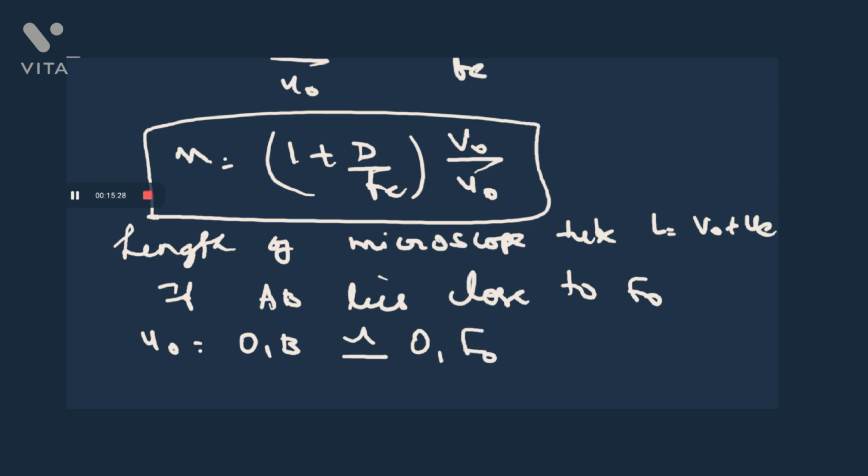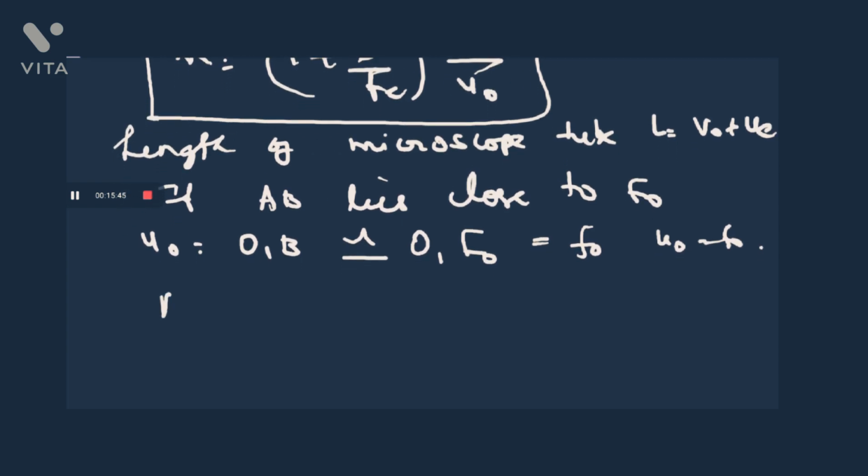It is O1F naught, the focal length of the objective. So U naught, you fix it as F naught, as A dash B dash is formed very close to the lens, right? A dash B dash is very close to the lens.